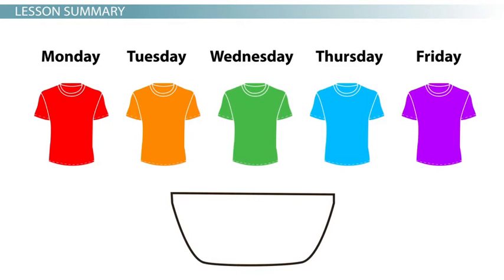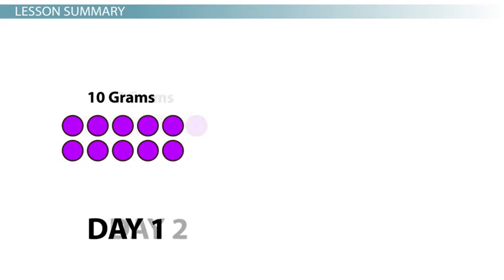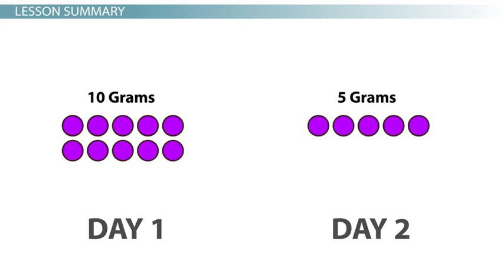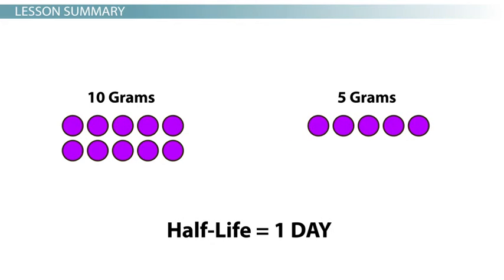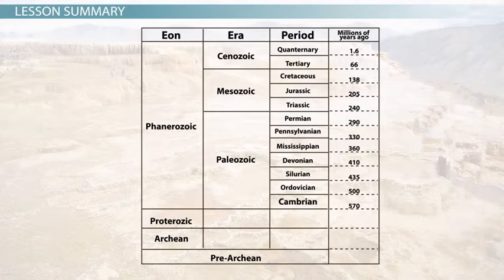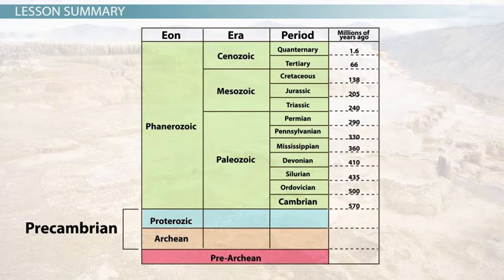Scientists determine how old things are both relatively and specifically. In order to determine the specific age of rocks and fossils, radioactive dating is used. For most fossils of living things, carbon-14 is used. The Earth's history is divided into three major eons: Archean, Proterozoic, and Phanerozoic. The Archean and Proterozoic eons together are called the Precambrian.